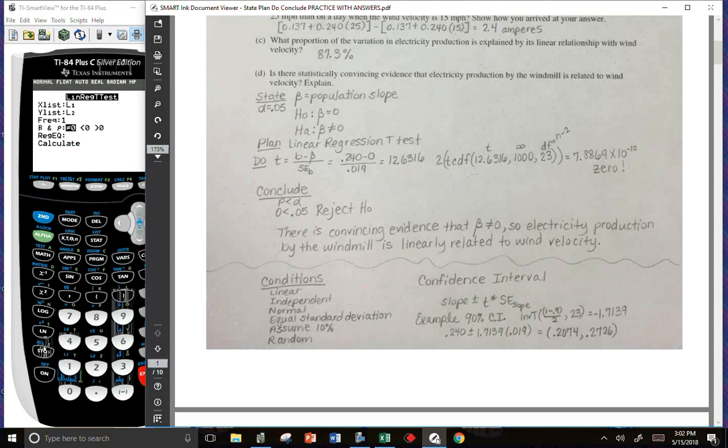Okay. I just really want to drive that home because so many of you are happy to put, oh, the answer is 7.89, fail to reject. No, that's really small, so we reject H0.